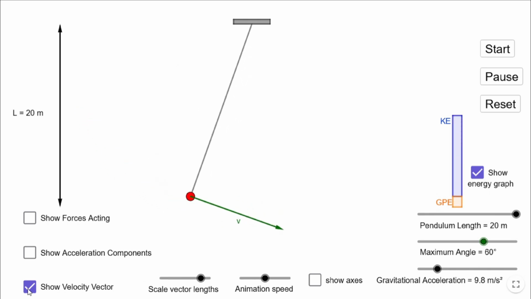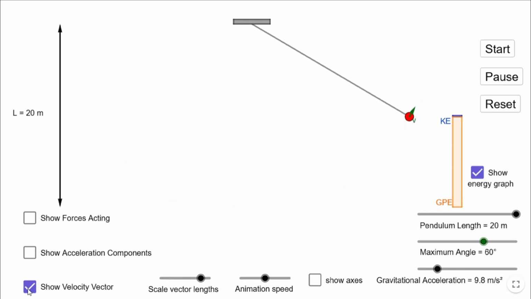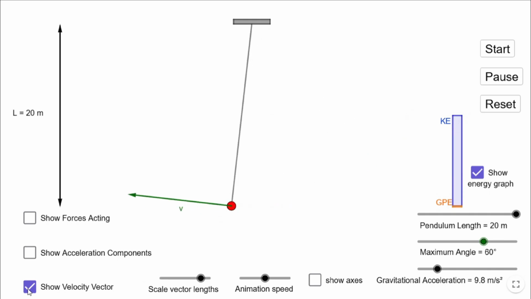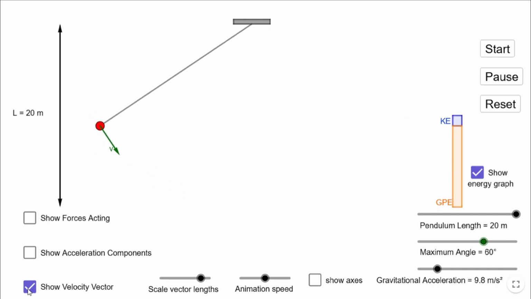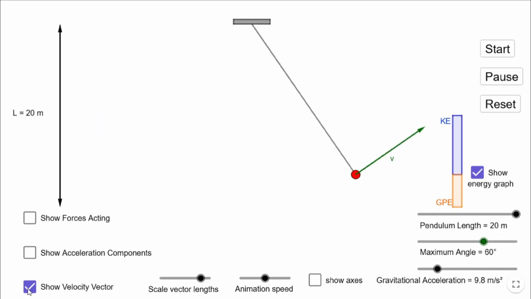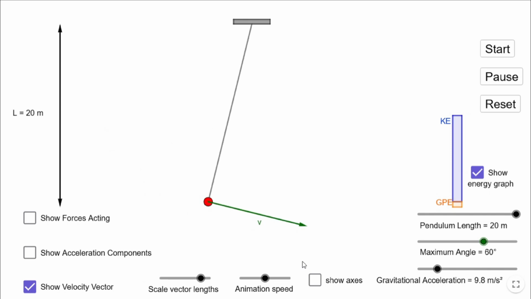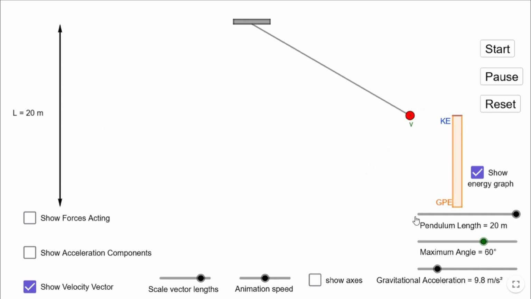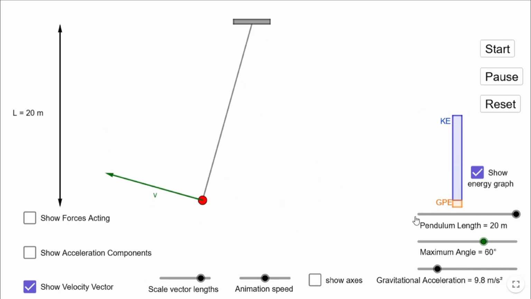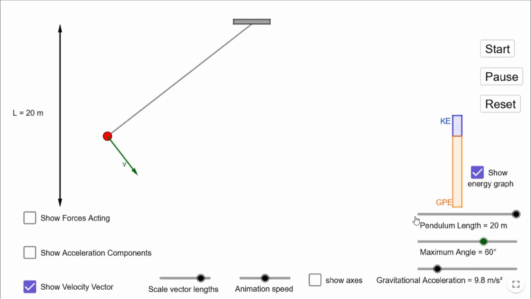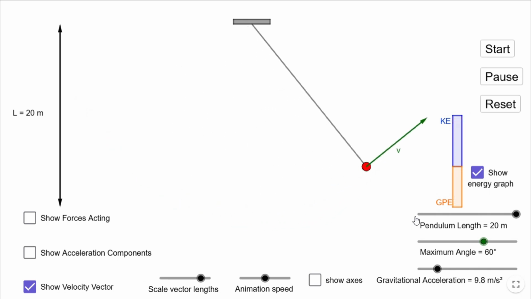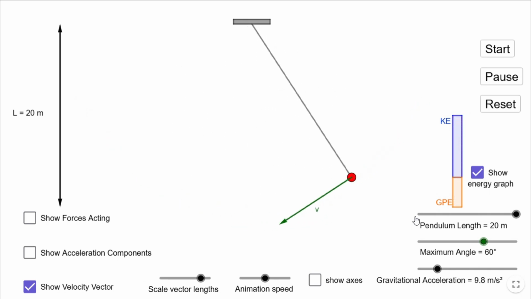Next, we look at the acceleration components when the bob is near the bottom of its path, with the length set to 20 meters. The total acceleration is split into two vectors. The radial acceleration, labeled as a_R, points straight up the string toward the pivot, keeping the bob moving in a circle. The tangential acceleration, labeled as a_T, points along the curve, showing how much the bob is speeding up or slowing down as it moves toward or away from the center.